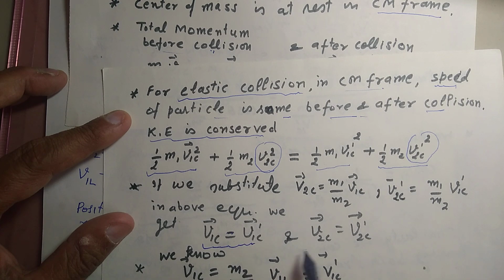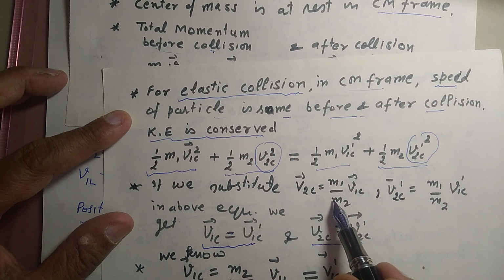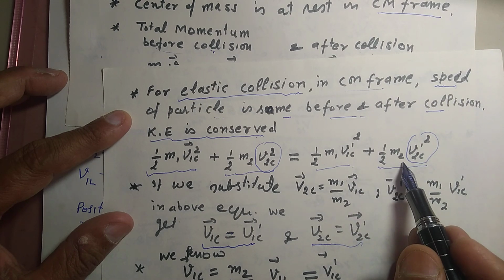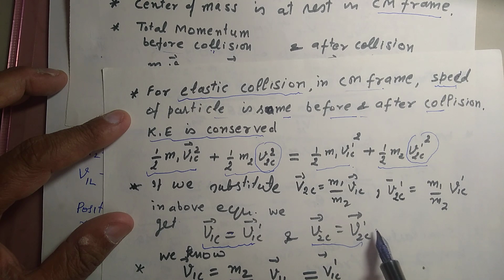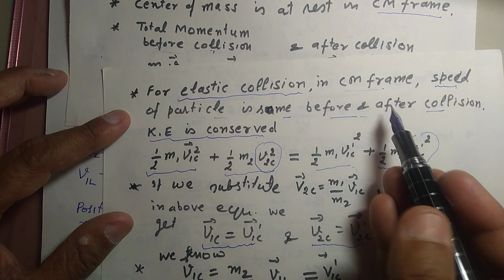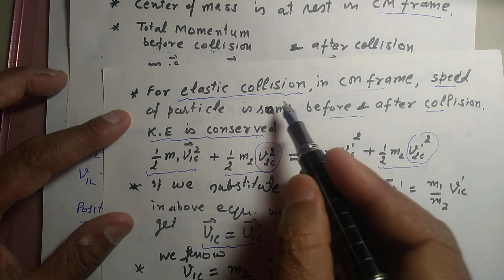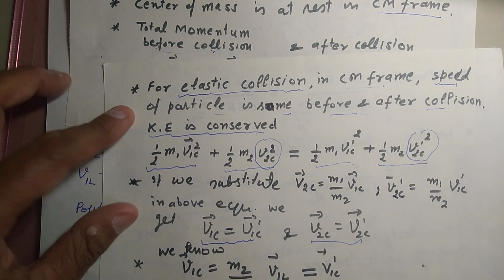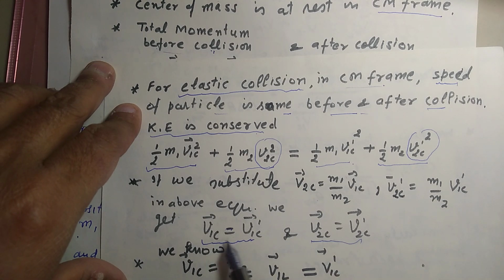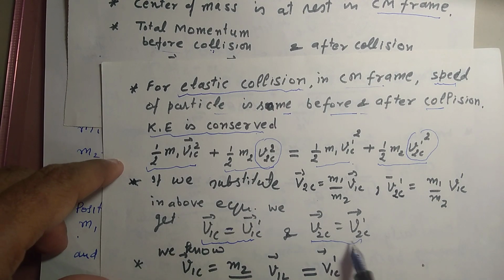So this is reflecting that on substituting these expressions in this expression, we find that the velocity of the particle m1 before and after the collision is the same, and the velocity of the target particle before and after collision in the center of mass frame is the same. This is true when the process is elastic, or an elastic collision takes place. So now we can say that for the elastic collision the velocities are the same.